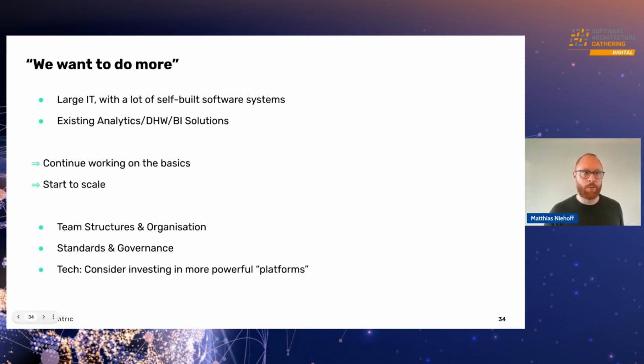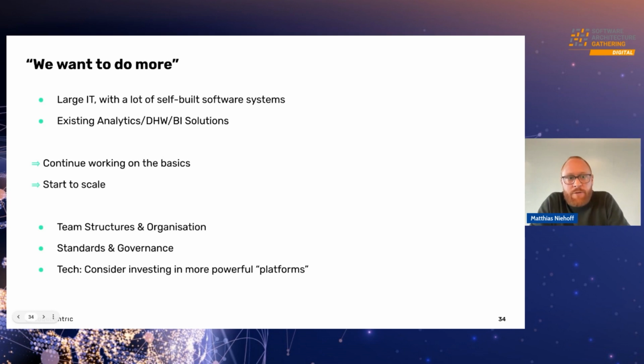The other part is we want to do more. We have a large IT, a lot of self-built systems. We already have an existing DWH, BI solution. We have a data lake. We dumped millions of dollars or euros into Hadoop, and we want to do more. So still work on the basics. I think the data literacy stuff is important here as well.